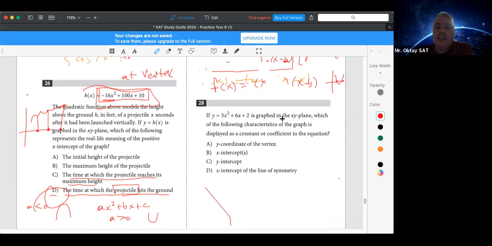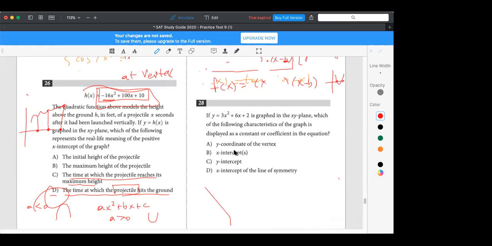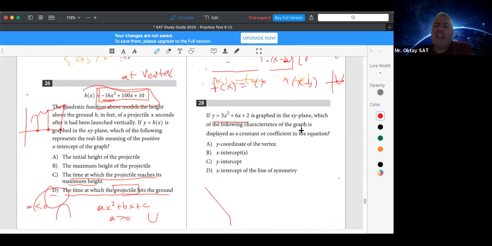Let's look at number 28. If y is the graph in the xy plane, which of the following characteristics of the graph is displayed as a constant or coefficient in the equation? Y coordinate of vertex, x-intercept, y-intercept, x-intercept of the line of symmetry.